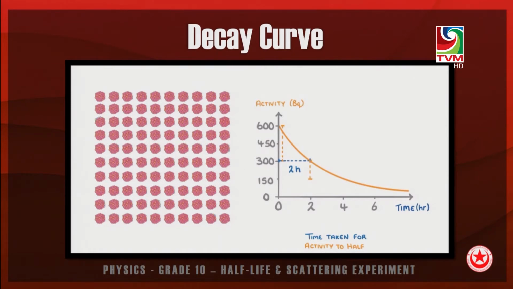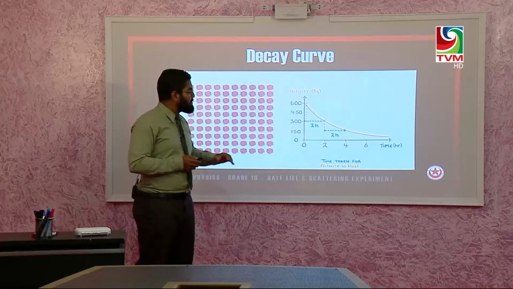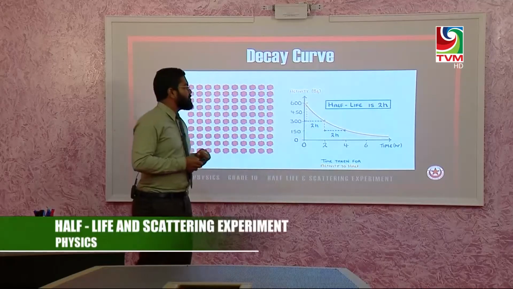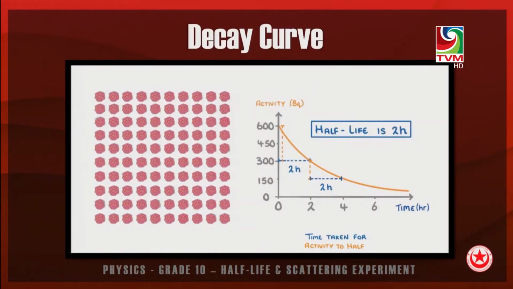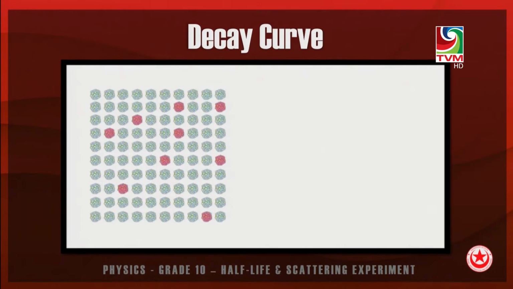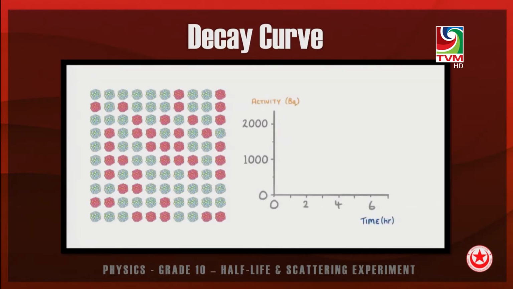Let's say, for example, the time taken for the activity to reduce from 300 to 150 is still, as you can see, 2 hours. So from this graph, we can deduce that the half-life of this radioactive sample is 2 hours. Now, when we look at this diagram, the radioactive process is quite a bit faster than the previous one. As you can see, the exponential graph moves a bit faster.